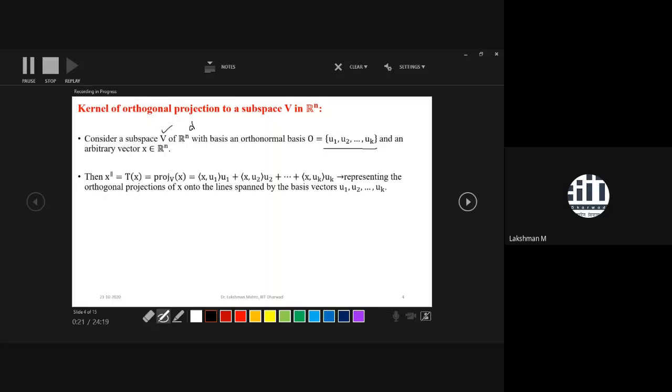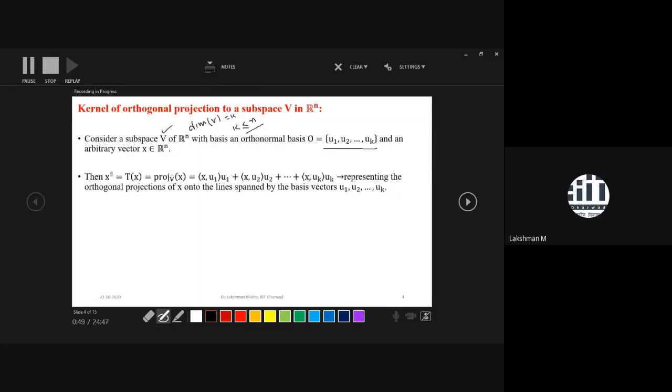What is the dimension of V? Dimension of V is k. And what is the relation between k and n? Definitely k would be less than or equal to n. K would be upper bounded by the dimension of the Euclidean space Rn.